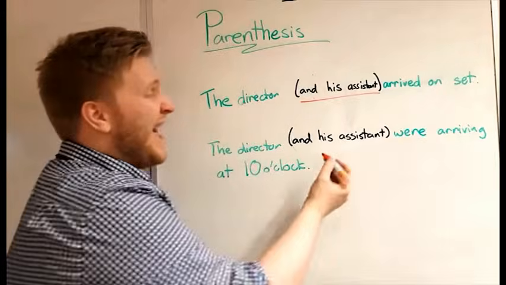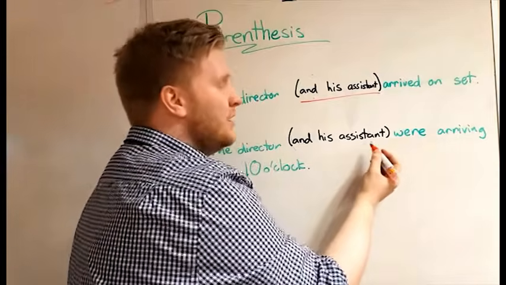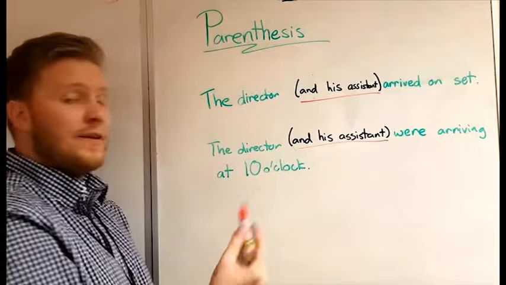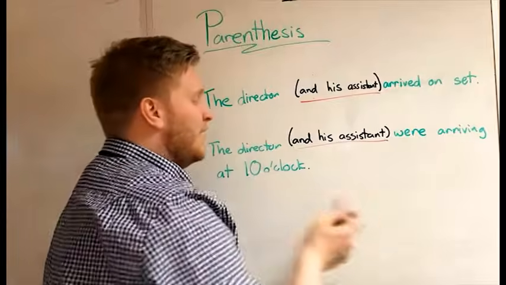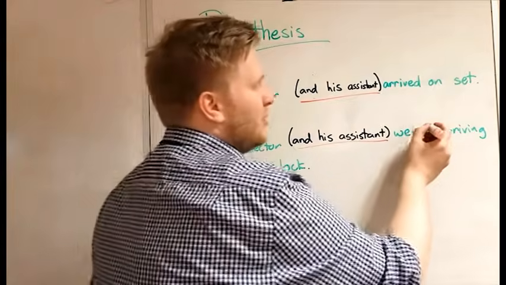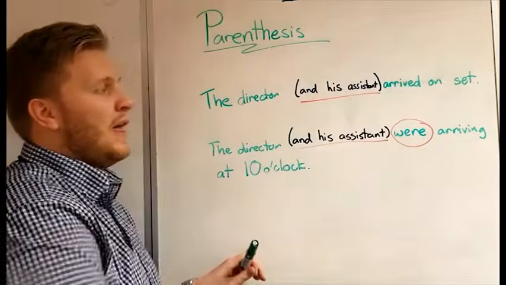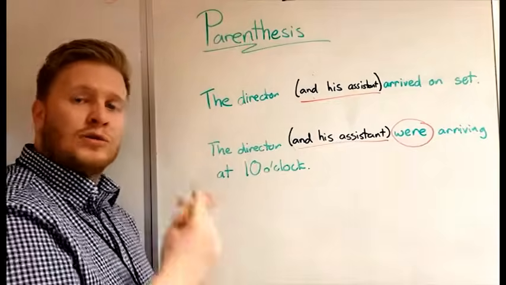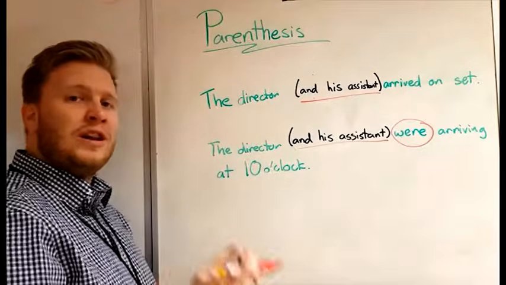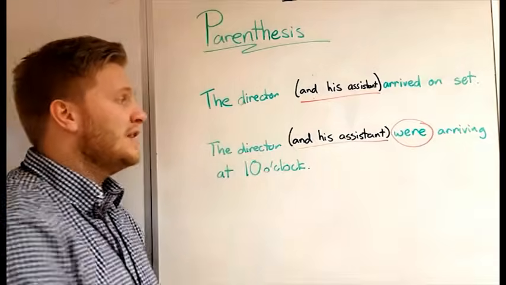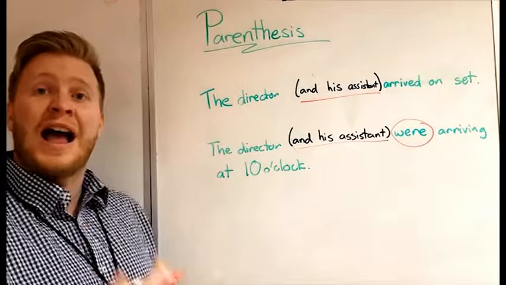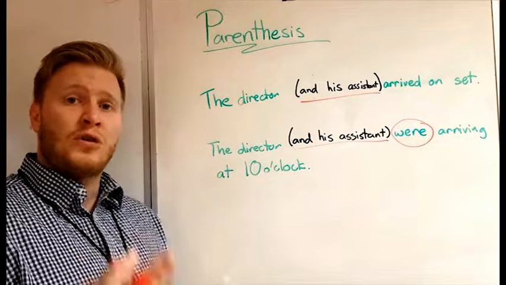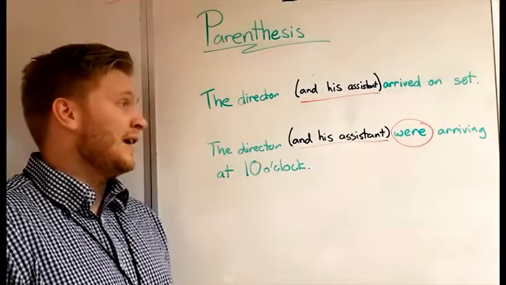The director (and his assistant) were arriving at 10 o'clock. Now, if I take this parenthesis out, the sentence is 'the director were arriving at 10 o'clock'. It's wrong because this shouldn't be 'were'. That could only be 'were' if this wasn't in our parenthesis, because we'd have two people. So that's where we can make little mistakes. All you need to do, if you're using parentheses, is read your sentence back without it in. Does it sound right? Have you used it correctly? Apart from that, that's all you need to know about parenthesis. Not as hard as they actually sound, and if you keep going with that, you'll be fine.